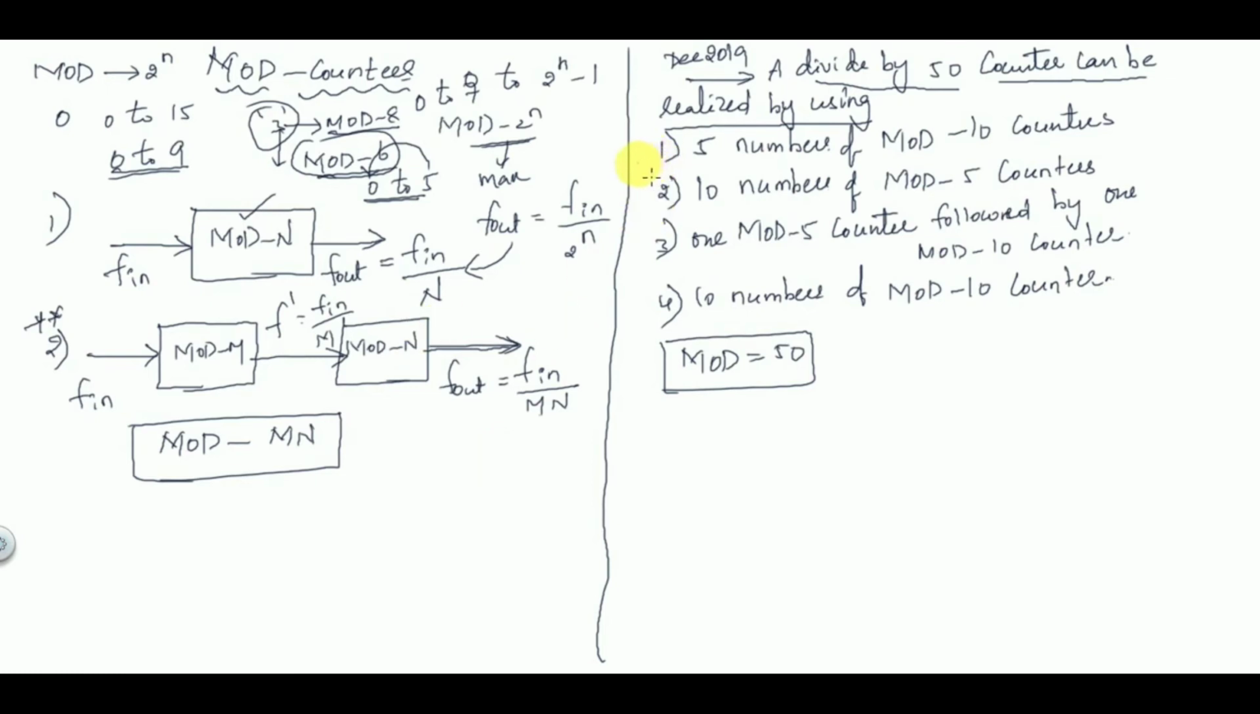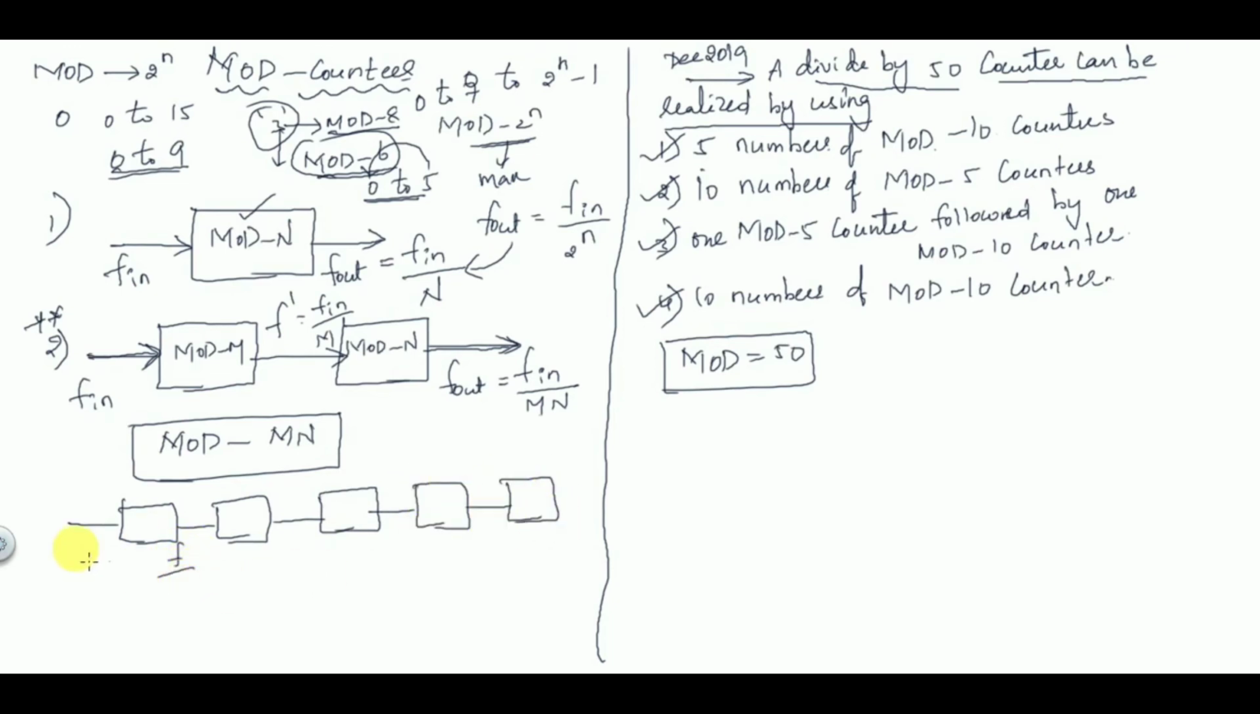So all these, if you observe, are concepts of cascading only, right? The same concept as here. He has given the first option as 5 mod 10 counters. So if you cascade 5 mod 10 counters like this, you are cascading mod 10 counters one after another, right?